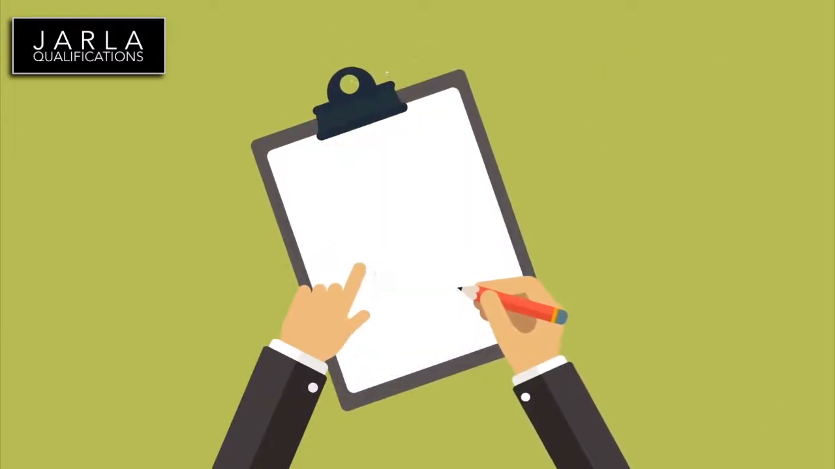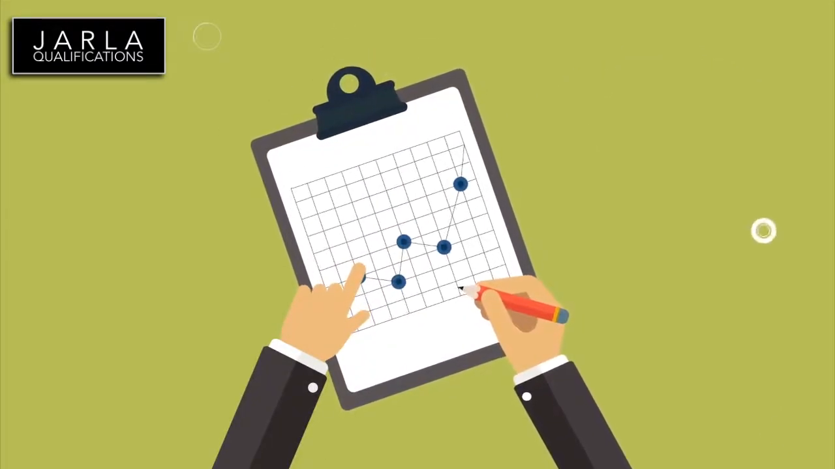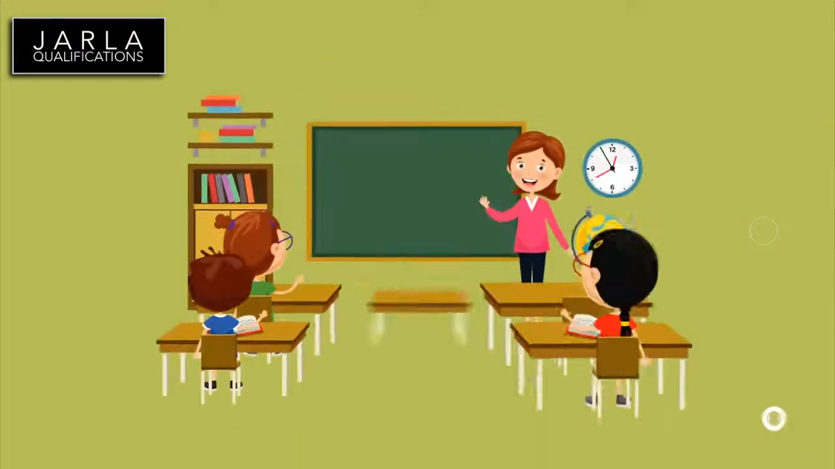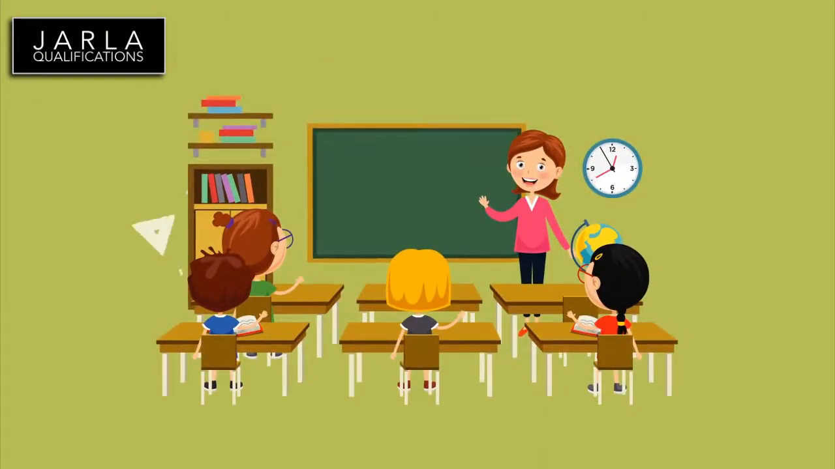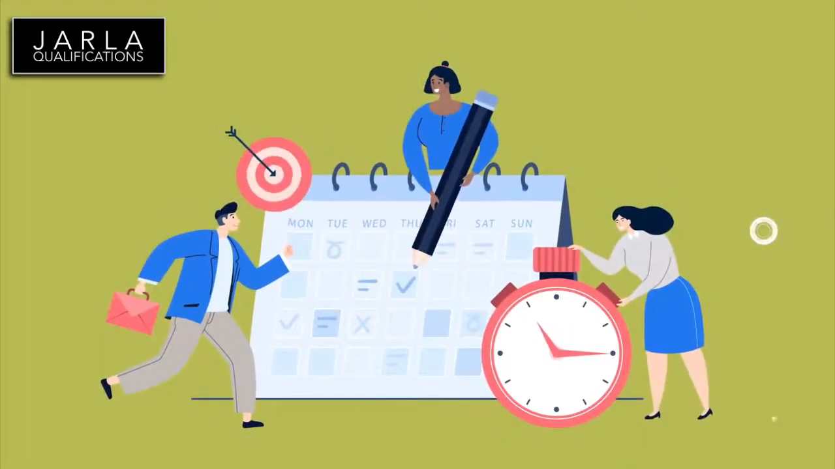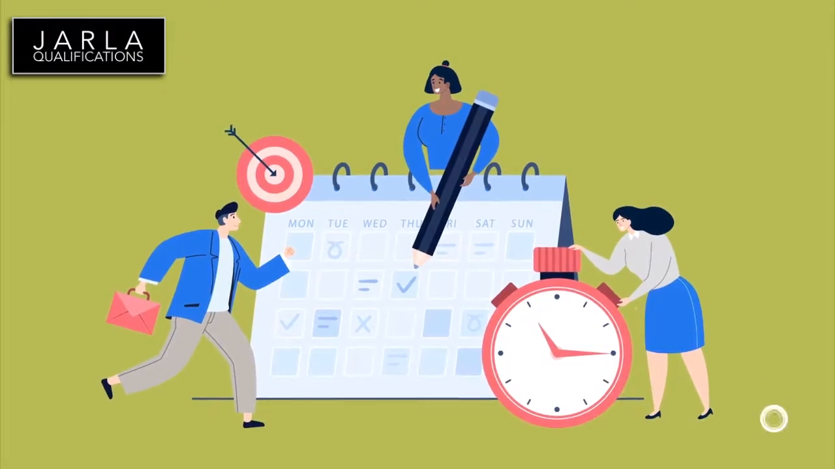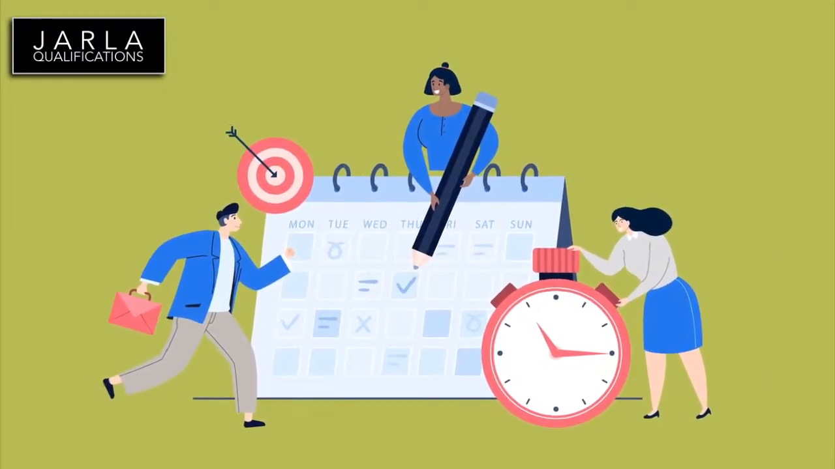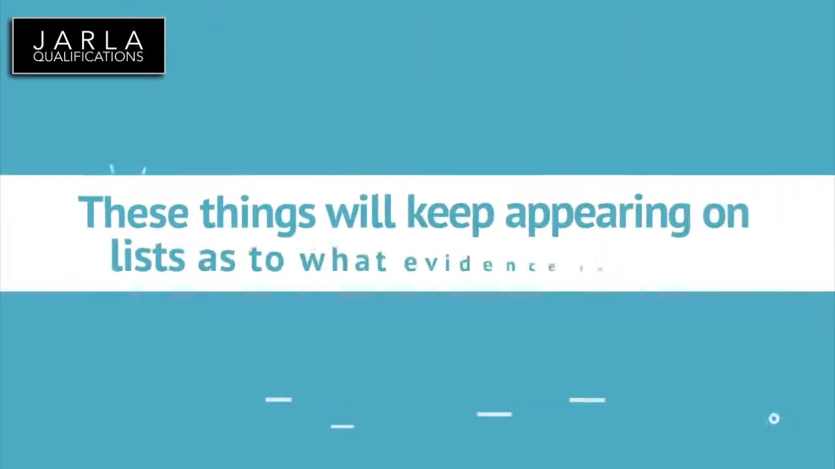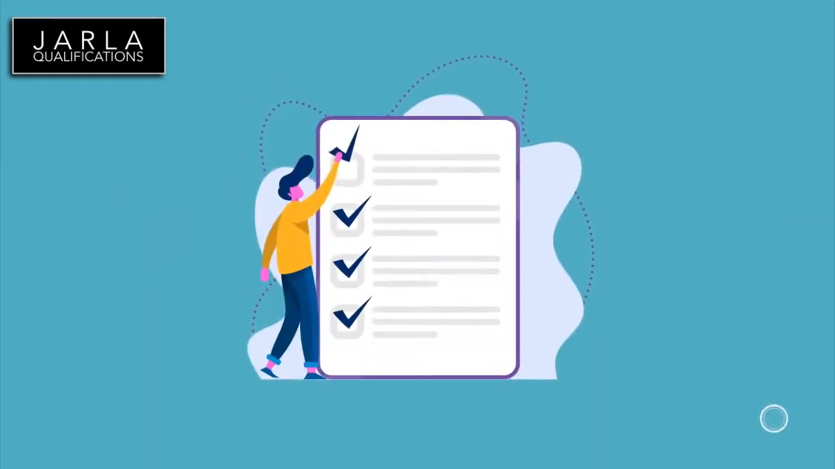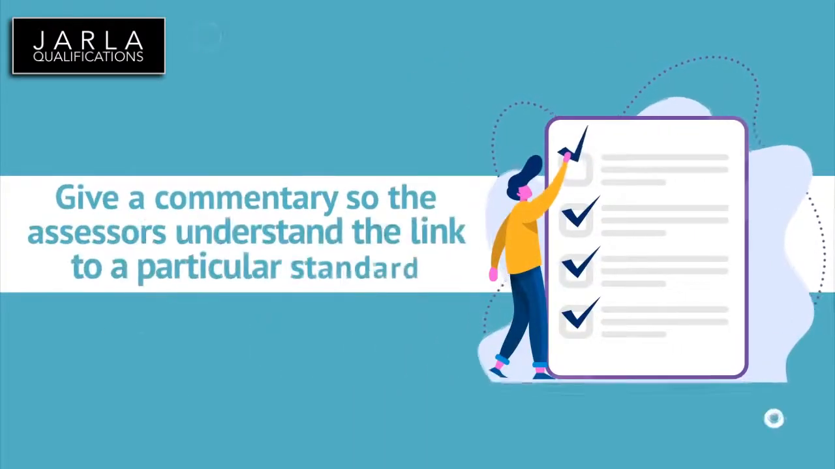collecting anyway. For example, lesson planning, progress reports, evaluations on lessons, feedback to and from students and parents, lesson observations through school quality assurance or inspections, and target achievements on your own appraisal, together with any CPD that you attend and ultimately share or use. These things will keep appearing on lists as to what evidence to show and can be used to cover many of the standards.